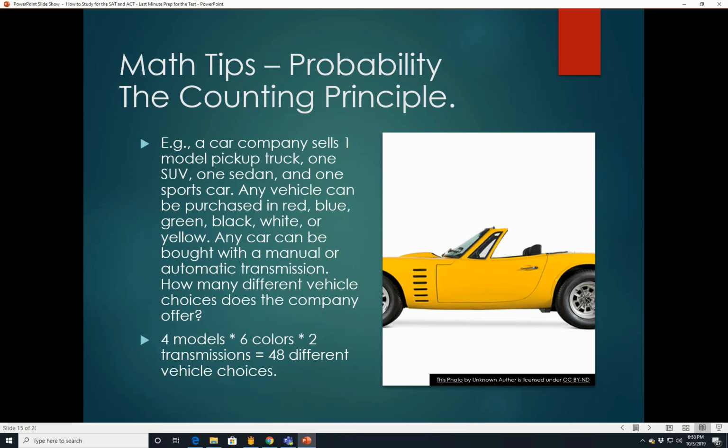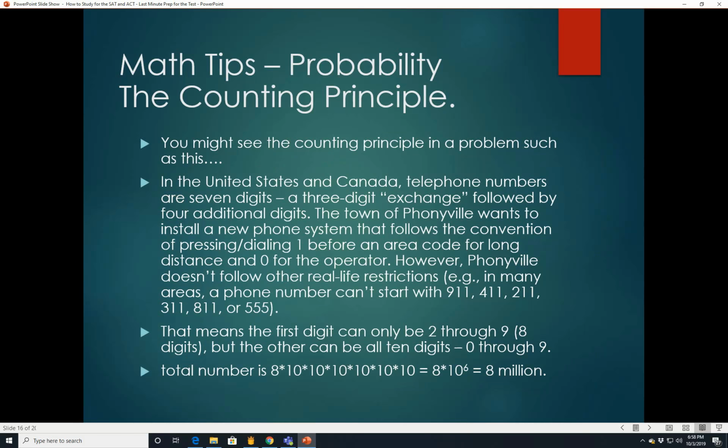So the counting principle can be used in harder problems as well. You might see it in a problem such as this. In the United States and Canada, telephone numbers are 7 digits, a 3-digit exchange followed by 4 additional digits. The town of Phonyville wants to install a new phone system that follows the convention of pressing/dialing 1 before an area code for long distance and 0 for the operator. However, Phonyville doesn't follow the other real-life restrictions you might find in the US or Canada.